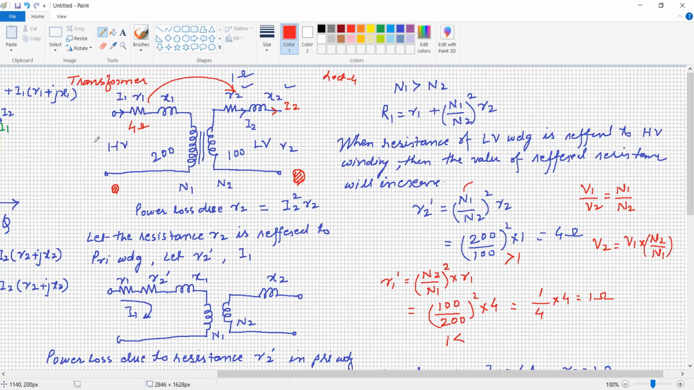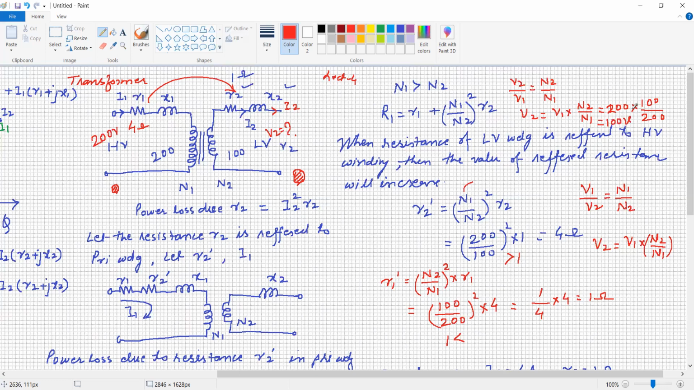Say for example here, the number of turns is 200 and 100 and the voltage is 200 volt. Now I want to calculate the voltage V2, equal to how much? Here V2 upon V1 is equal to N2 upon N1. It's quite simple. So V2 is equal to V1 multiplied by N2 upon N1, which is equal to 200 volt multiplied by the secondary number of turns 100 divided by 200. So the voltage is 100.